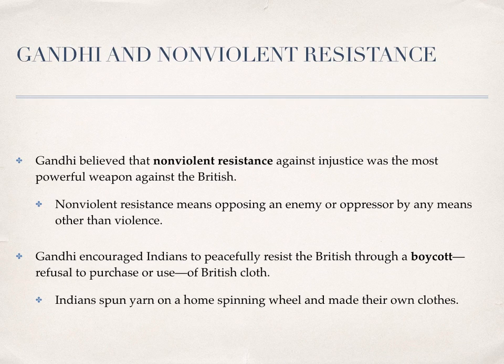Gandhi and nonviolent resistance. Gandhi believed in nonviolent resistance. He believed that this was a powerful weapon. Nonviolent resistance means opposing any enemy or oppressor by any means other than violence. This was a technique used by Martin Luther King Jr. to fight against racism in this country. Gandhi encouraged Indians to peacefully resist the British through a boycott, a refusal to purchase or use British cloth. He said Indians should spin their yarn at home and then make that into cloth or clothing.